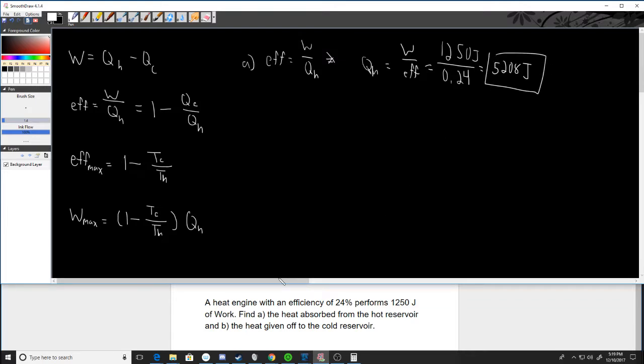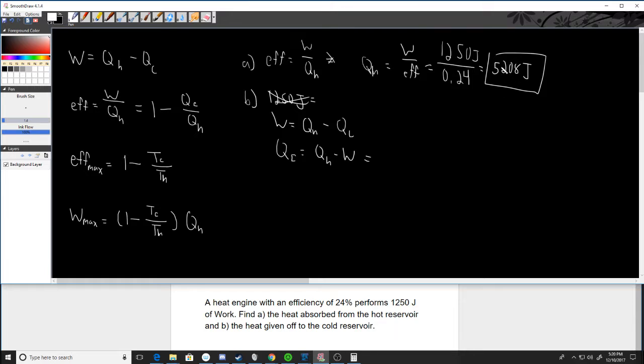Part B asks, how much heat is given off to the cold reservoir? I can pretty much use either equation for this part now that I know QH. So I'll just use this top one here. If we know that the work done was 1,250 joules, let's do this algebraically. Work equals QH minus QC. I need to get QC by itself, so I need to add QC to both sides, subtract W from both sides. QC will equal QH minus work. Actually that's a C. Good enough.